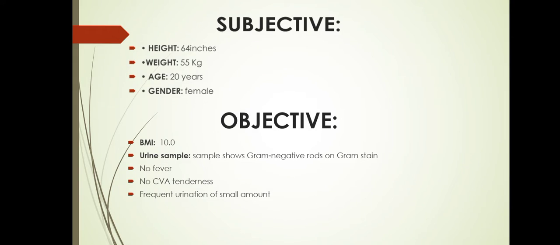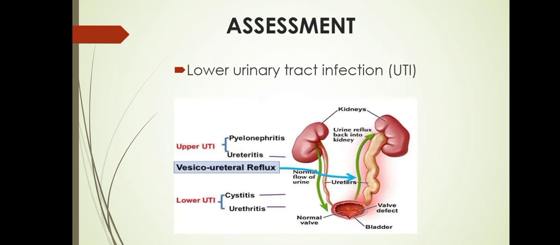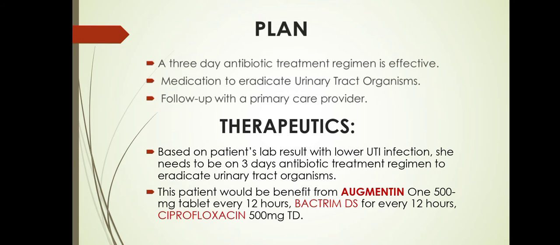The height of the patient is 64 inches, her weight is 55 kg, and her age is 20 years. The patient is female. Her BMI is 10.0. The urine sample shows gram-negative rods on gram stain. She has no fever and no severe tenderness. Frequent urination of small amounts is observed. The assessment is that she has a lower urinary tract infection, and the plan is that a 3-day antibiotic treatment regimen is effective to cure her urinary tract infection. Medication to eradicate urinary tract organisms. Follow up with the primary care provider too.